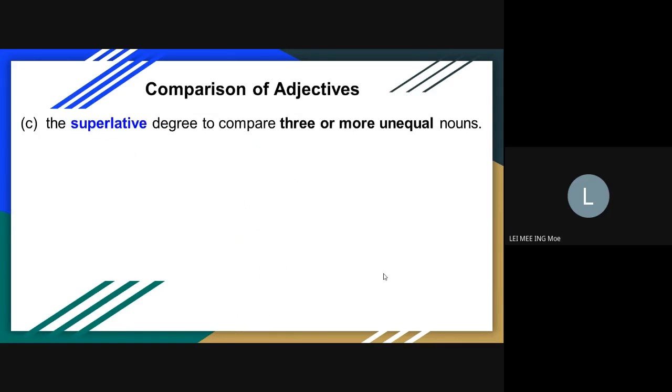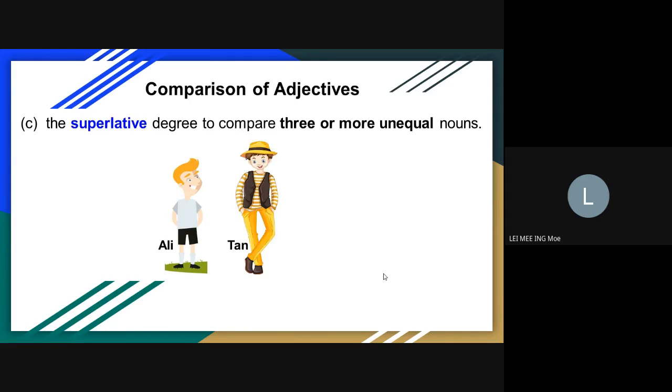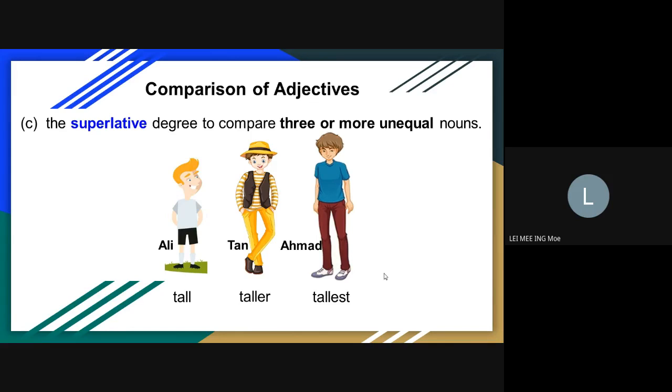The third degree, the superlative degree, when we are comparing 3 or more unequal nouns. So we have Ali, Tan, and Ahmad. Just now Ali is tall, right? Tan is taller. How about Ahmad? Tallest. So my superlative degree sentence will be: Ahmad is the tallest among them.